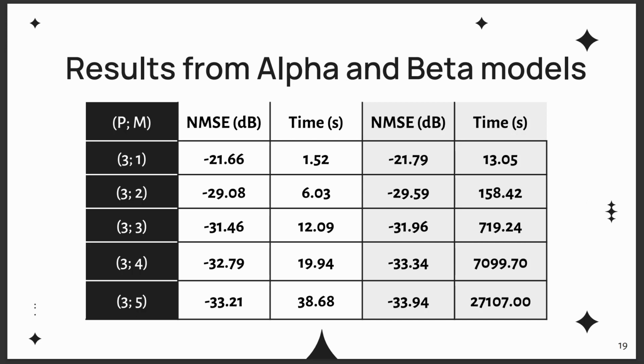Notice that for both models, the NMSE achieved was very close, and the big difference was in the runtime. Since the beta model is nonlinear in the parameters, to train it using an optimization is more demanding compared to the alpha model, which is linear in the parameters.